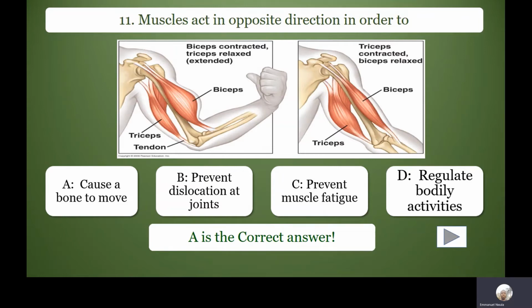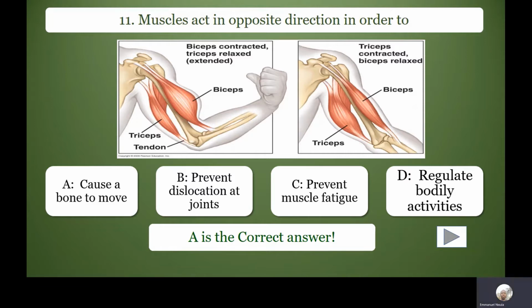Muscles act in opposite direction in order to cause a bone to move. For instance, we look at the biceps and triceps, the muscles of the upper arm. When the biceps contracts, the triceps relaxes, so they work in opposite direction.